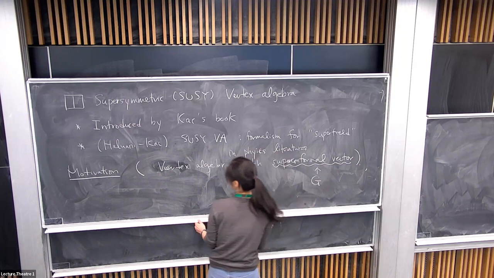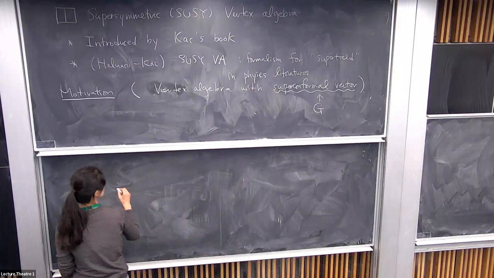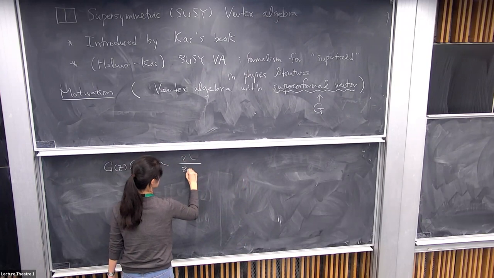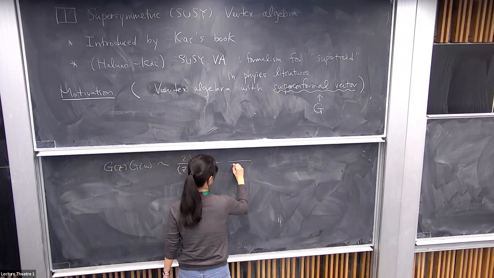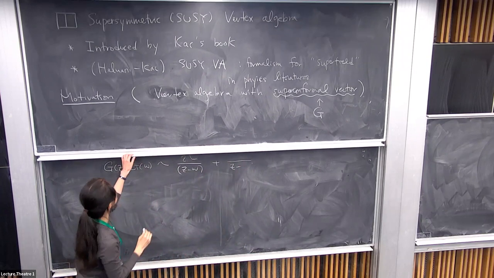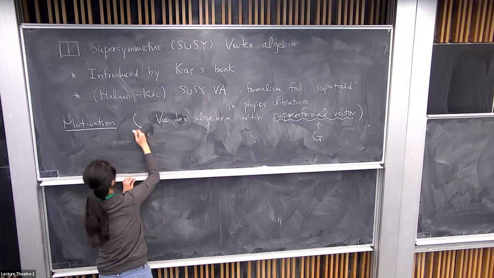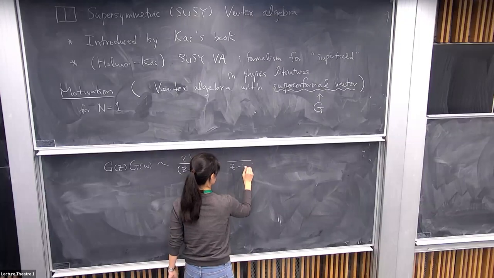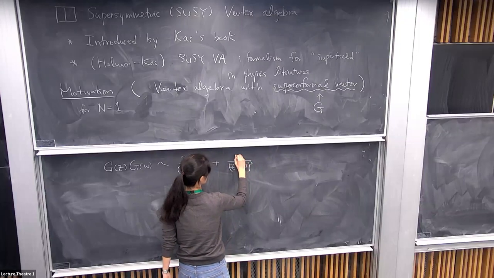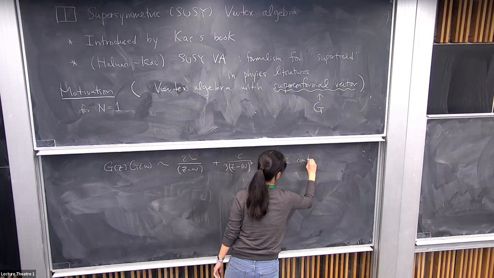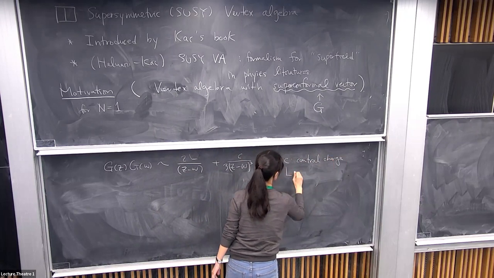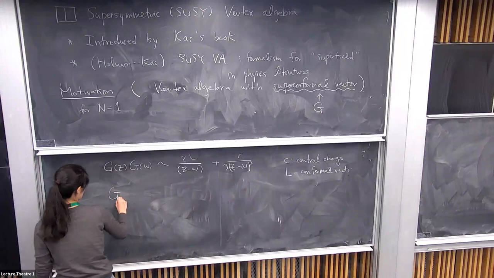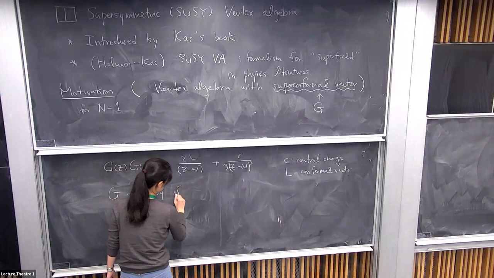So let's say this is G, and then this G should have the OPE relation, L over z minus w plus, I guess, z minus w. You probably mean N equals 1 super. Yeah, let's see, for N equals 1. L is a conformal vector, and G should be primary of a conformal weight.